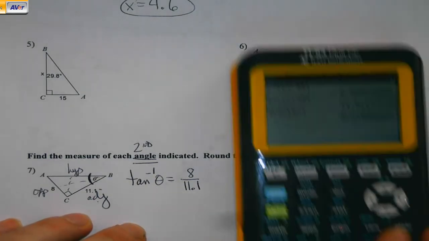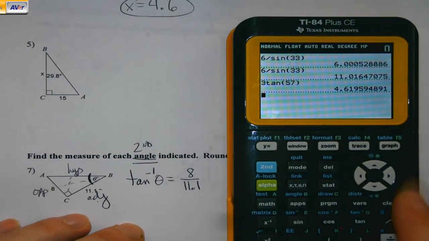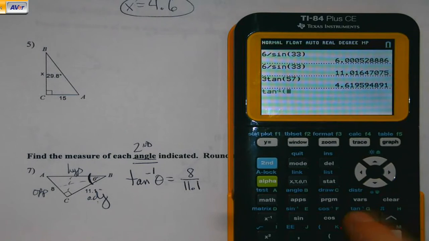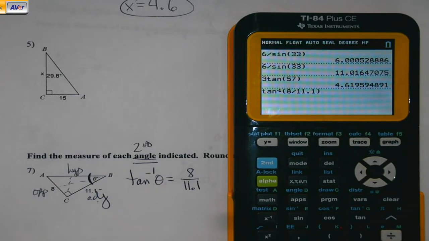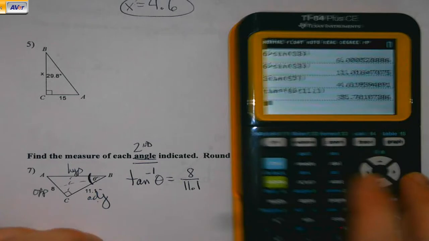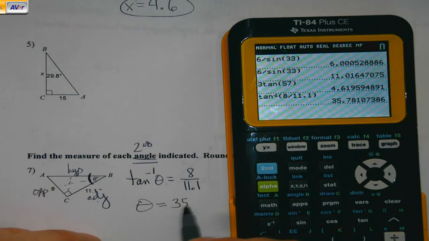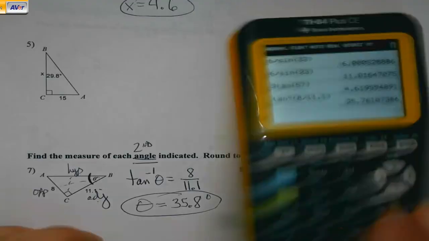So button presses this time are going to be a little bit different. So when I do this one, I'm going to do second tangent. There's my little -1. Let me know I'm doing an angle. And then just type in my fraction. And we're going to the nearest tenth still. Okay. So theta is 35.8 degrees.